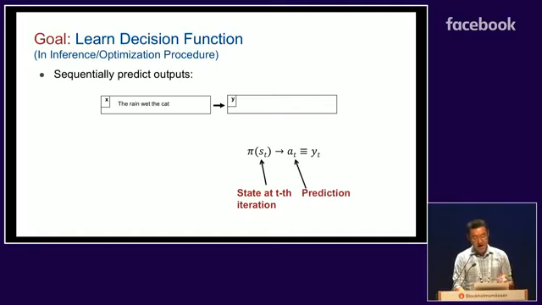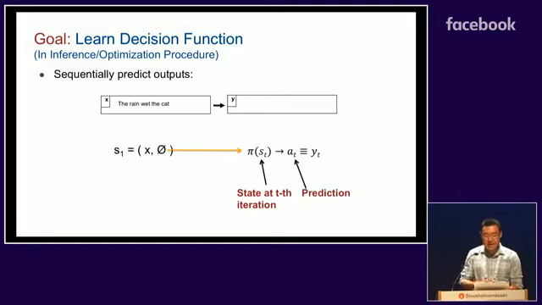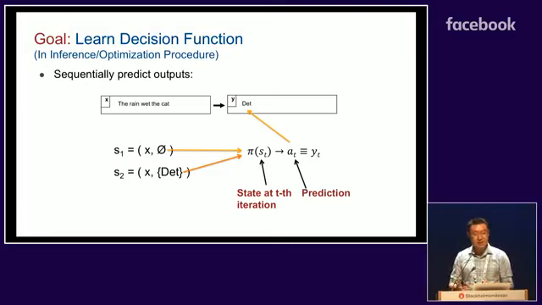So the action is basically predicting an output token. Let's start with the first state, which is represented as the concatenation of the input sentence X and the fact that we haven't predicted anything yet. That gets fed into the policy. The policy predicts a part-of-speech tag. The next state is the concatenation of our input sentence with the fact that we predicted the determiner in the first token. We feed that into our policy. Our policy predicts the next part-of-speech tag. And this process continues.